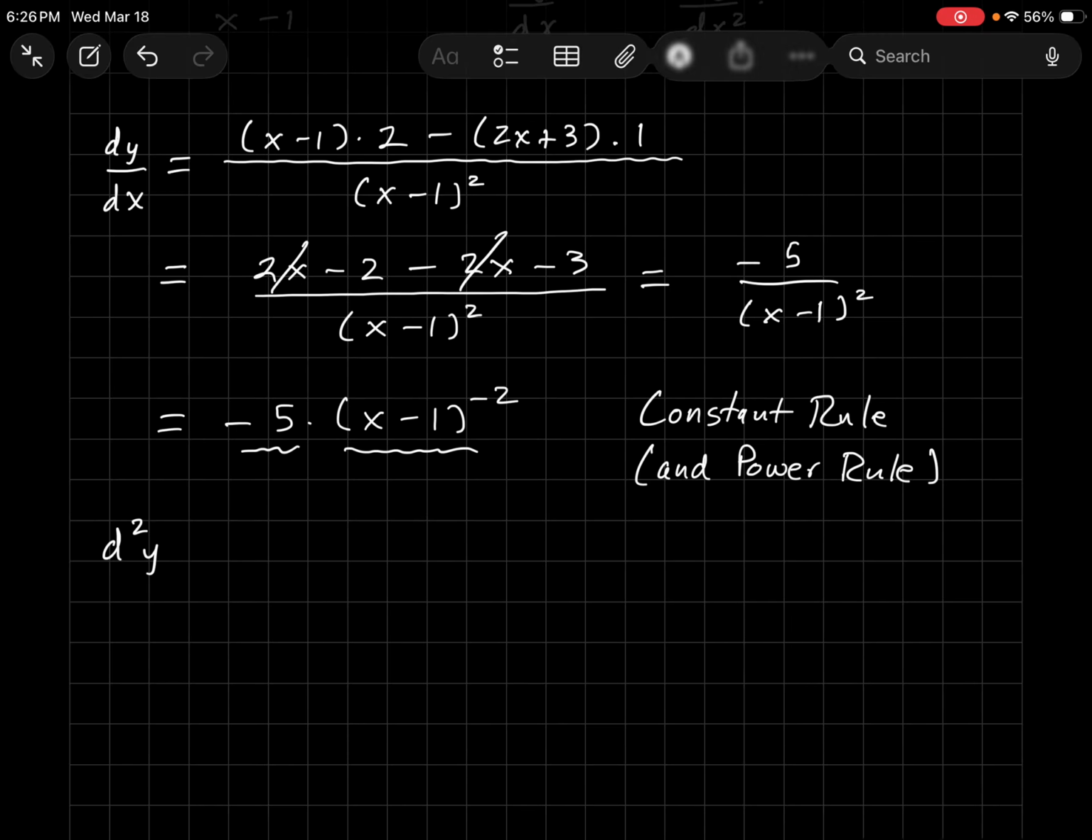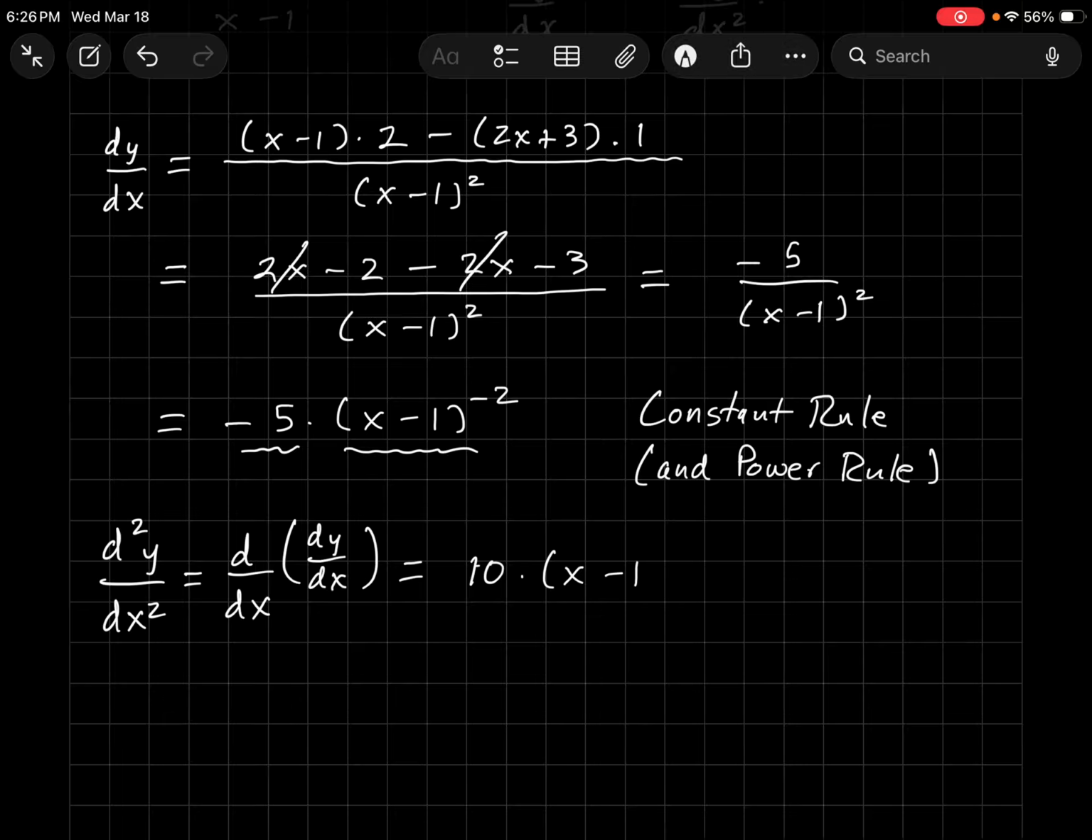So recall that this notation, d squared y over dx squared, does not mean we're squaring anything, but instead we're finding the derivative with respect to x of the first derivative. And using the constant and power rules, we get negative 5 times negative 2, and then we subtract 1 to get the new power. Cleaning it up, we get 10 over x minus 1 cubed.